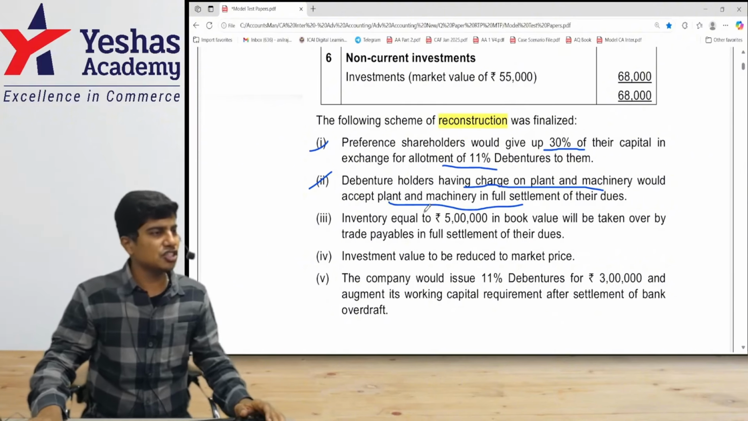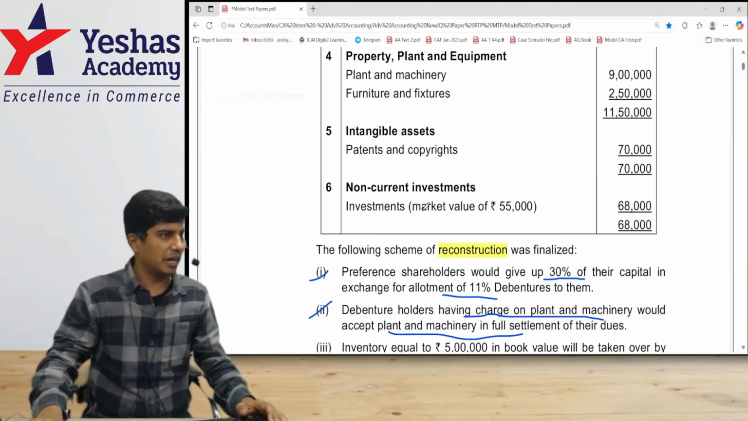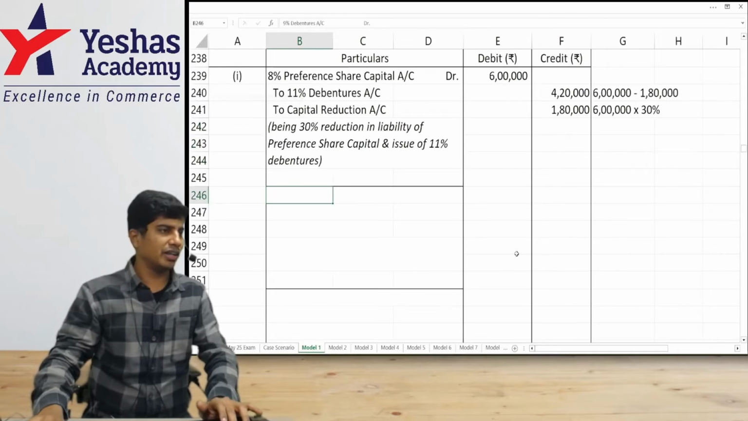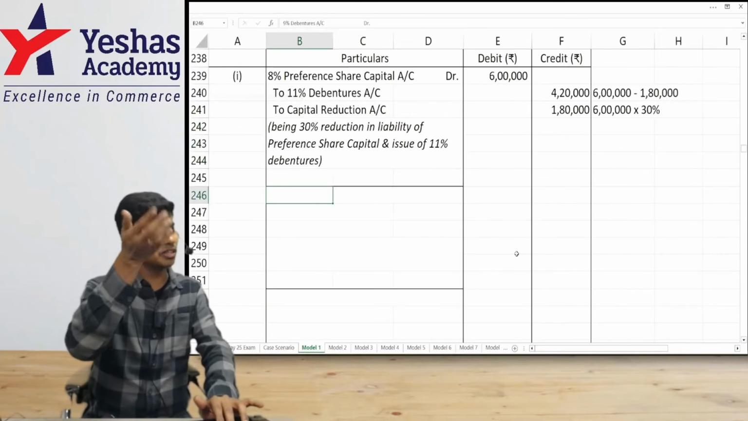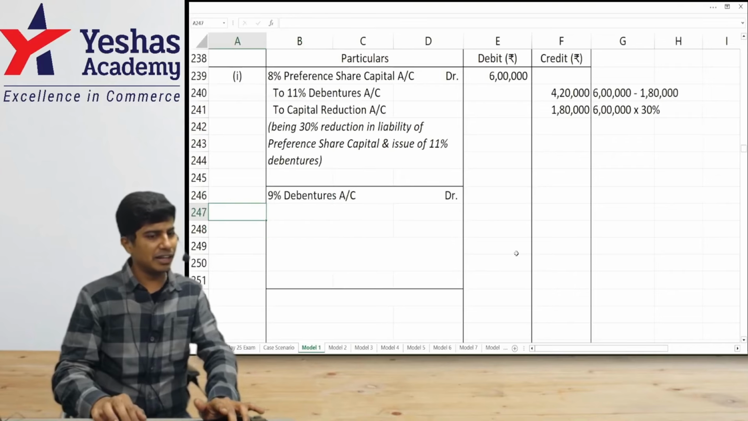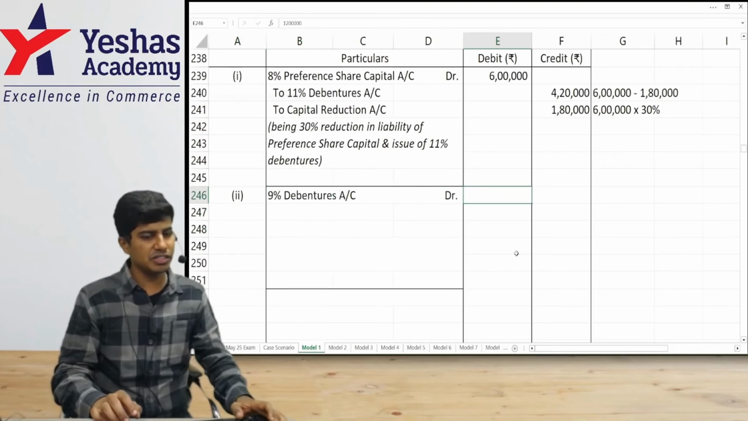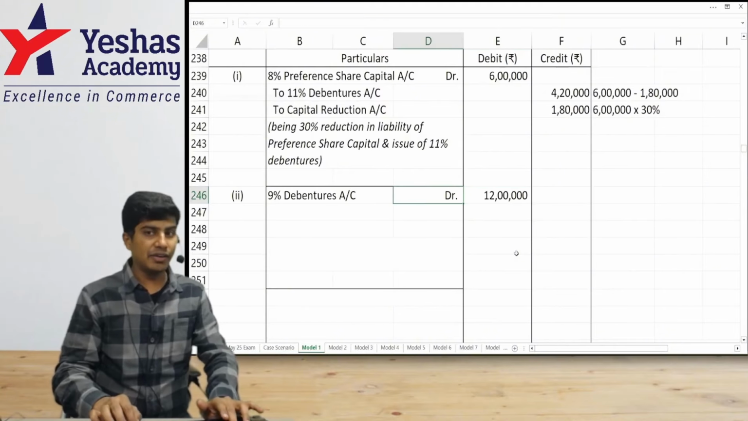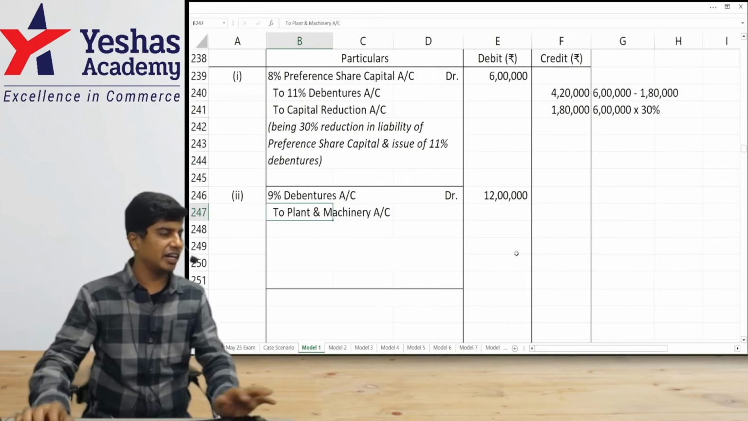So we'll write debenture holders account debit to plant and machinery. To do that, we need to close our debentures. 9% debentures 12 lakh. So I can write two entries: 9% debenture holder to plant and machinery, or straight away 9% debentures to plant and machinery. That's also okay. How much are we supposed to pay to debenture holders? 12 lakh will be gone. And I would have to give them plant and machinery. I will credit plant and machinery.